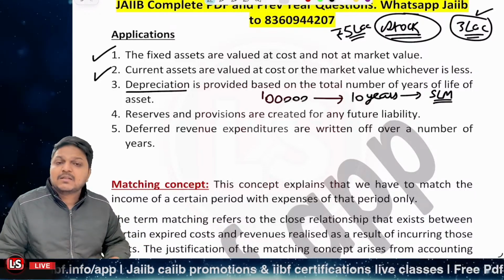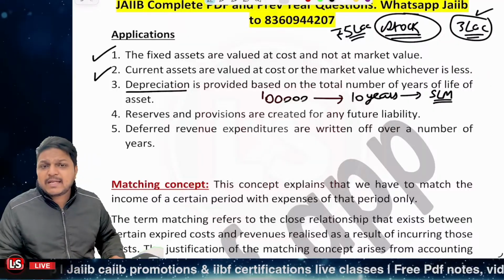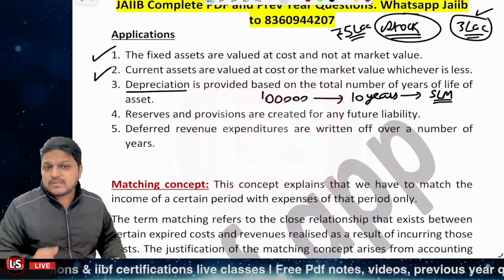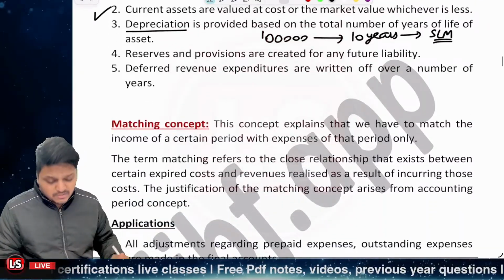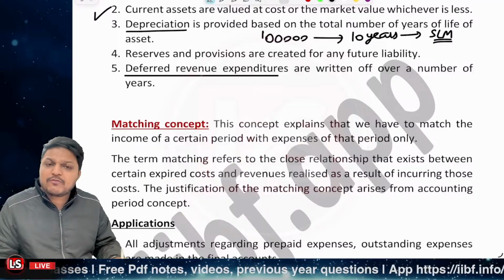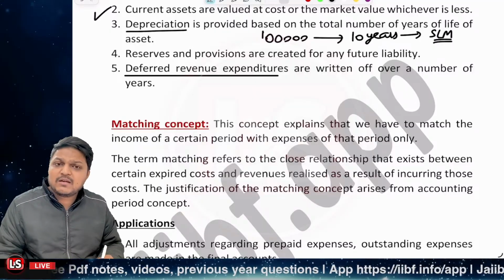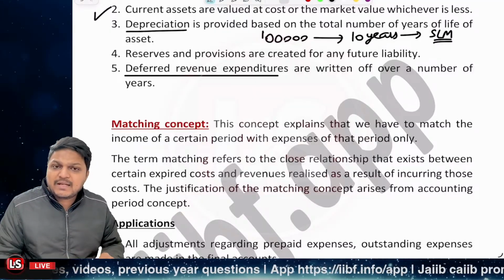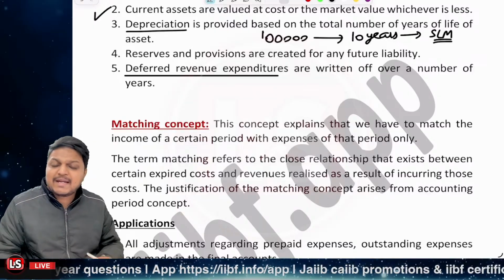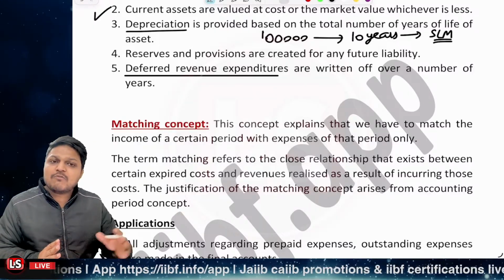And it is a going concern concept only that the deferred revenue expenditures are written off over a number of years. Now, what is deferred revenue expenditure? Revenue expenditure is something that is to be paid off in this year only. That was basically a liability for this year only. But deferred revenue expenditure is that particular expenditure which is revenue in nature, but is going to last for a longer duration than 1 year.